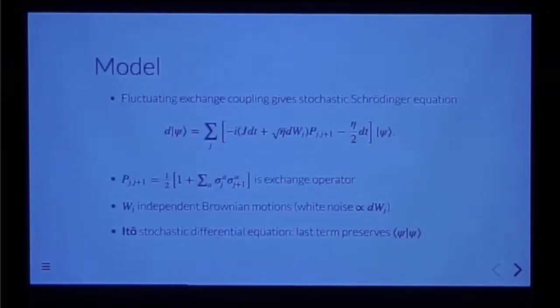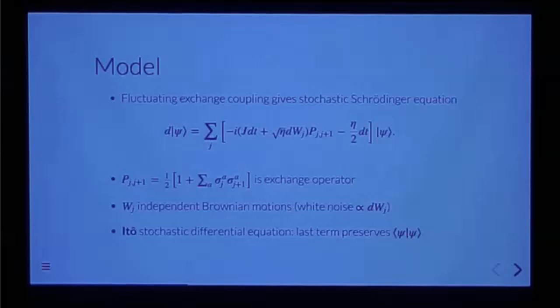So now I'm writing the same model in a bit more mathematical language as a stochastic Schrödinger equation. Instead of writing it in terms of spin operators, I write it as an exchange operator, which just swaps spins on two neighboring sites. That's weighted by the exchange coupling J, together with some white noise fluctuations, dW. Those are increments of independent Brownian motions at each site.